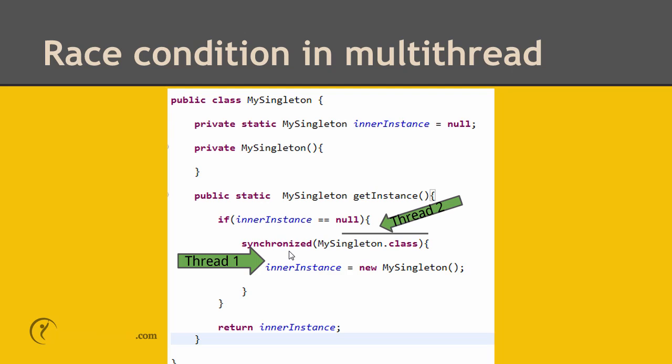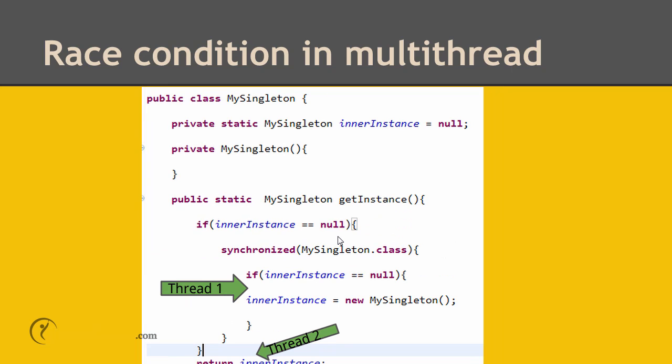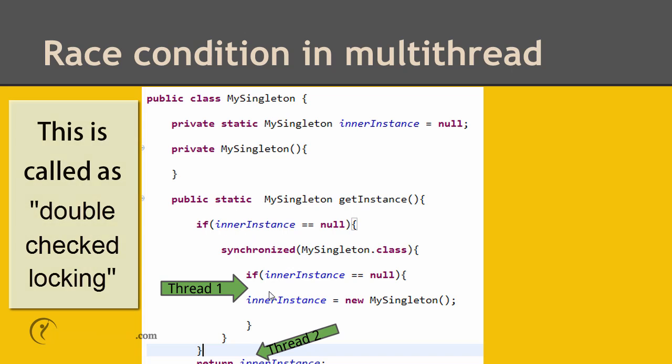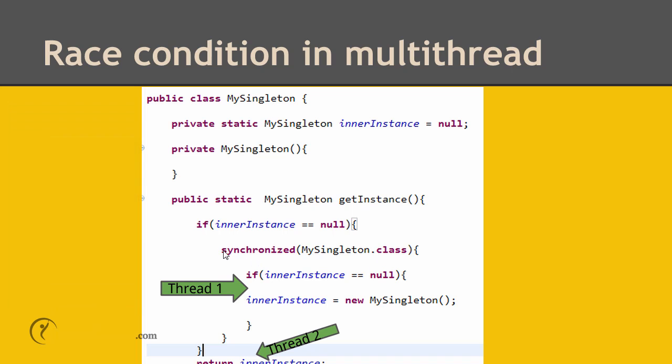So here we need to check the inner instance against null again. We will have two null checks. One of them is just outside of the synchronized block and the other one is inside the synchronized block. So let's check this version. In this implementation we have two null checks. Both threads may step into this block and they will wait for each other in this synchronized block.